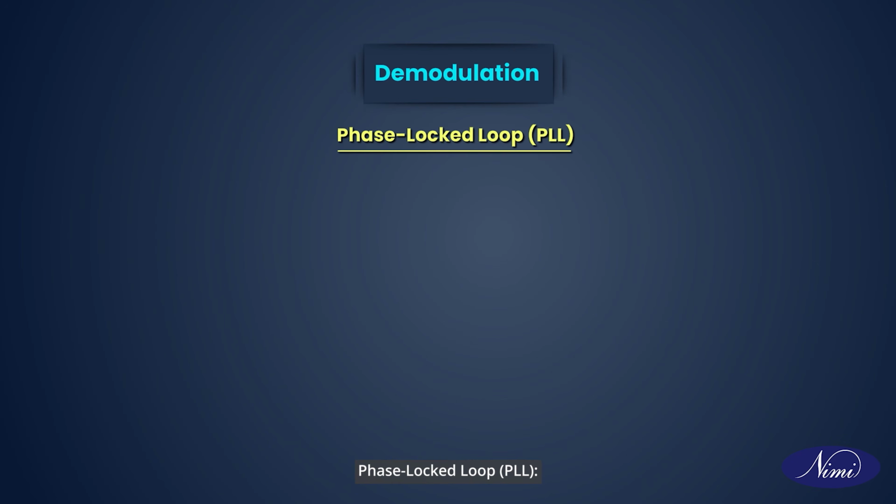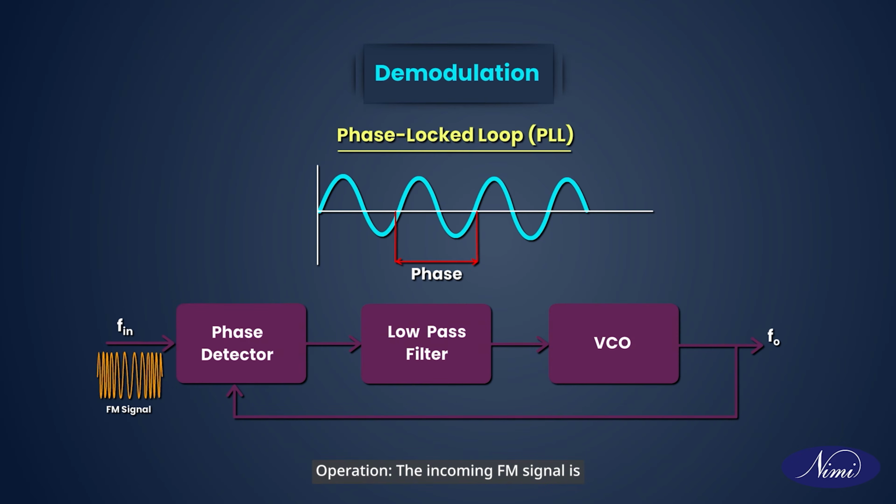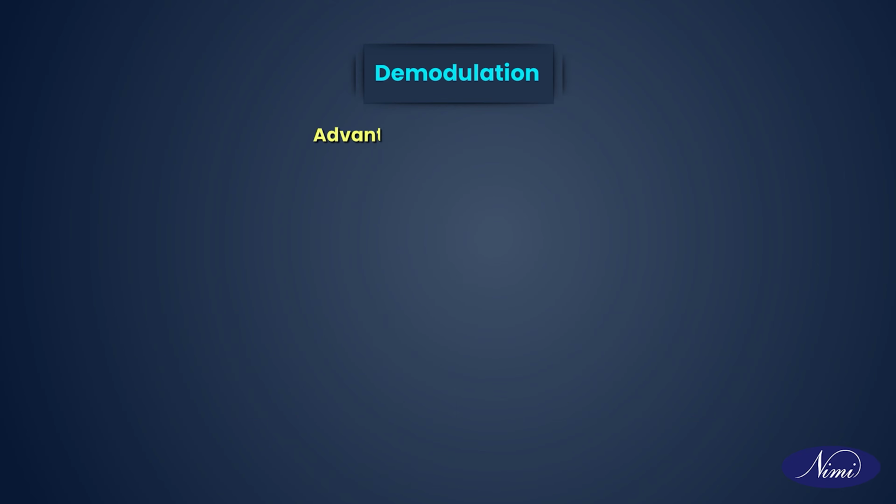Phase locked loop or PLL. A phase locked loop is a widely used demodulation technique for FM signals. It locks onto the phase of the carrier wave and tracks its frequency variations. Operation. The incoming FM signal is compared with a voltage-controlled oscillator or VCO output.